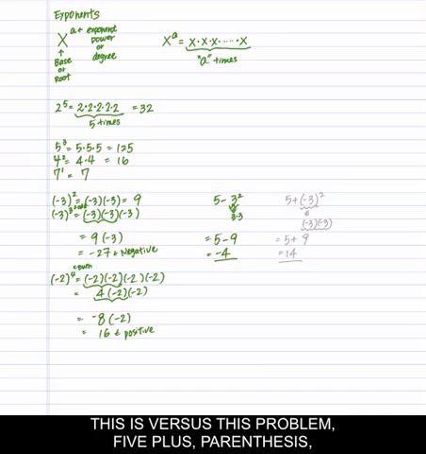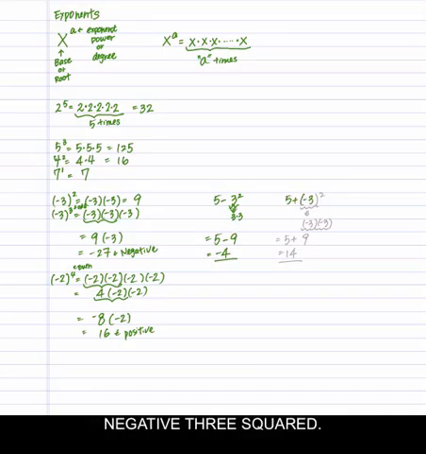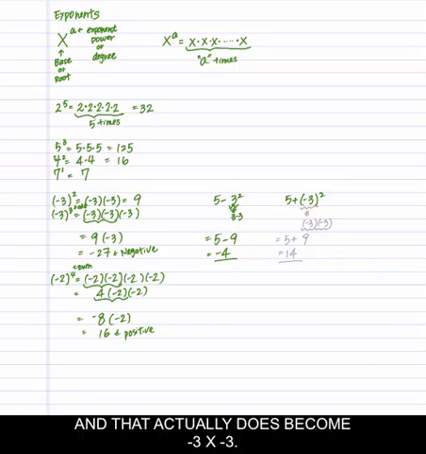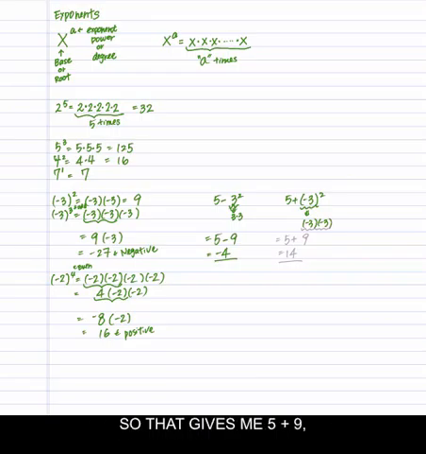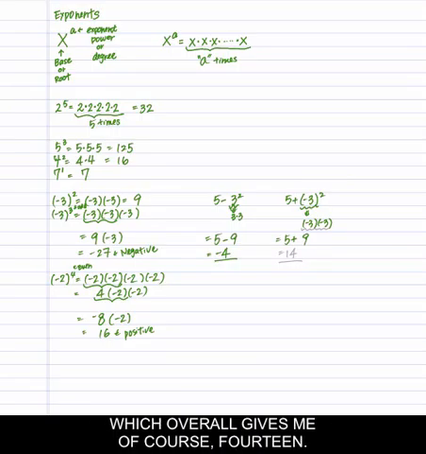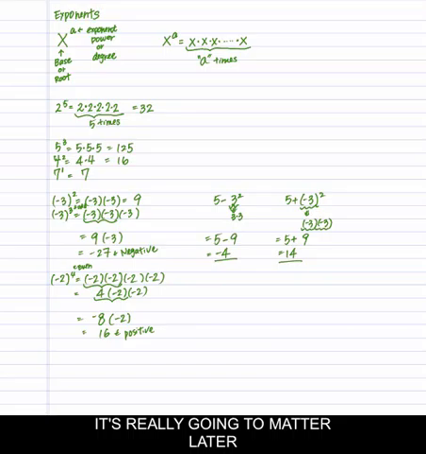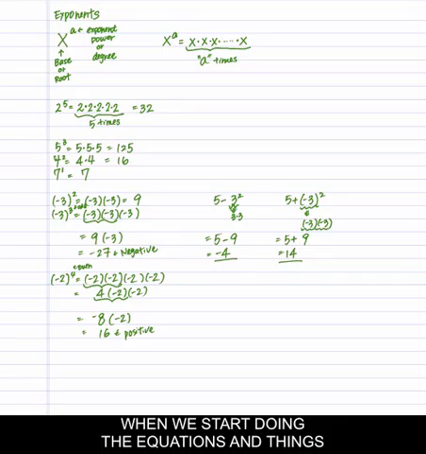This is versus this problem. 5 plus, parentheses, negative 3 squared. Now you can see the negative 3 in the parentheses, and that actually does become negative 3 times negative 3. So that gives me 5 plus 9, which overall gives me, of course, 14. Please note the differences between these. It's really going to matter later when we start dealing with equations and things.